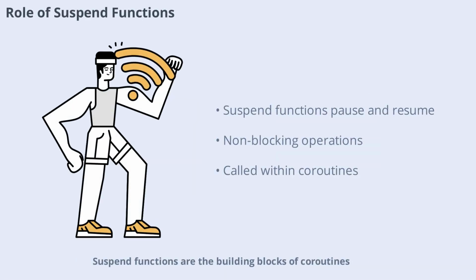Suspend functions are the building blocks of coroutines. A suspend function can pause its execution and resume later, all without blocking the thread. This allows you to write code that looks synchronous but actually performs asynchronous operations under the hood. Suspend functions can only be called from within a coroutine or another suspend function, making them a core part of Kotlin's approach to concurrency.